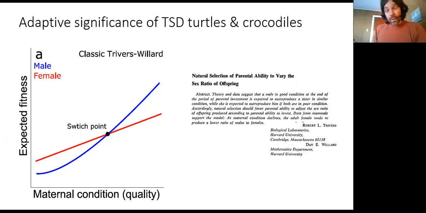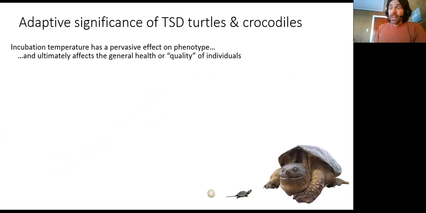So the problem, or a difficulty at least, with Trivers-Willard is that there's no clear, or at least undebatable, mechanism by which females can manipulate sex easily. It's not as if female mammals can generally just say, hey, I want to make a bunch of sons, and then muck up her sex chromosomes so that they make sons. Whereas under TSD, it's the environment that influences sex. And we know that in ectotherms, incubation temperature has a pervasive effect on phenotype. And it probably ultimately affects the health, vigor, quality, and condition of individuals.